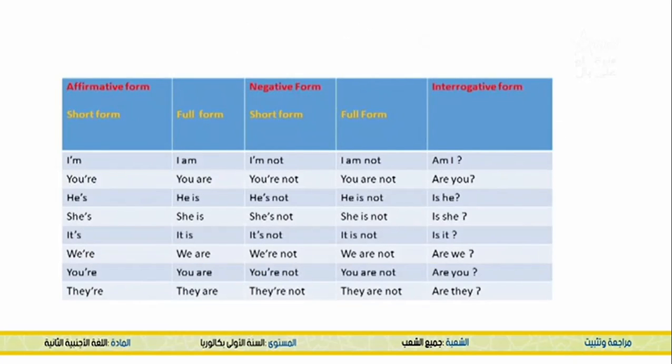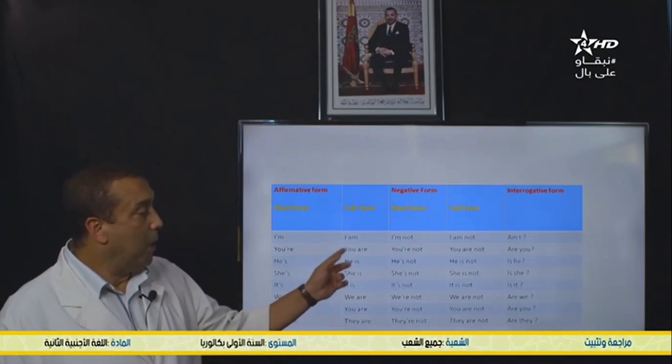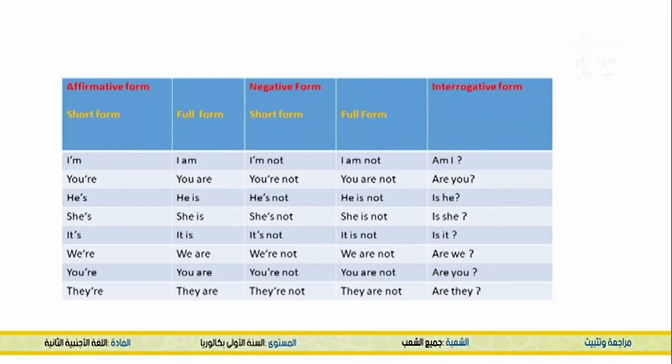Now here, as you can see in these columns, in the affirmative form, short form, I'm, you're, he's, she's, it's, we're, you're, they're. The full form is as follows. I am, you are, he is, she is, it is, we are, you are, they are. And the negative form, I'm not, you're not, she's not, it's not, we're not, you're not, they're not. In the negative form, full form, I am not, you are not, he is not, she is not, it is not, we are not, you are not, and they are not.